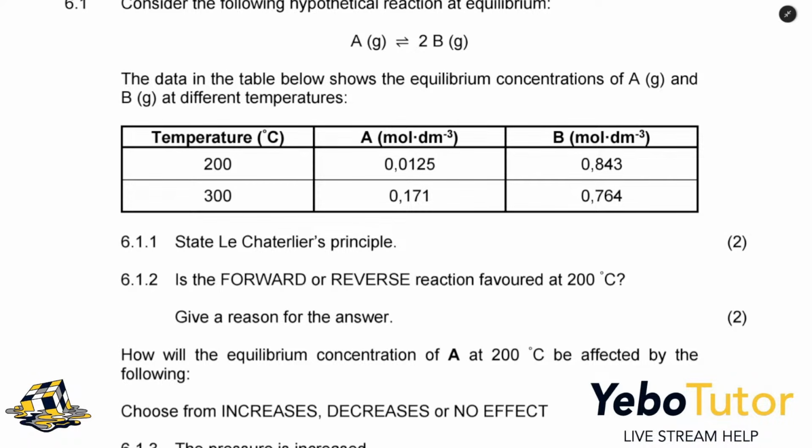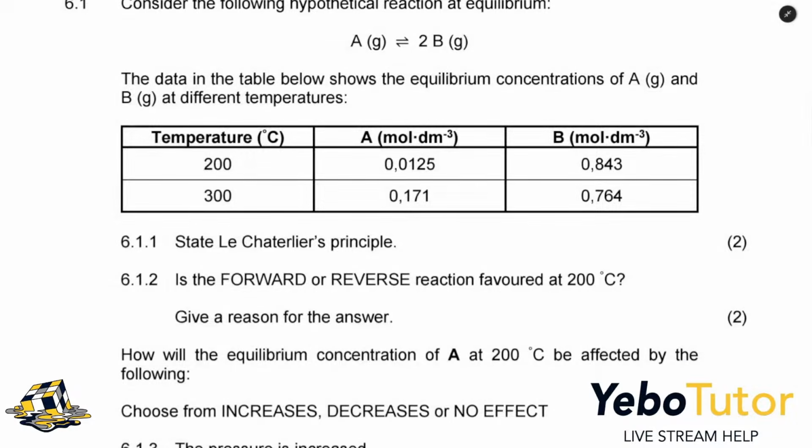We say that when the equilibrium in a closed system is disturbed, the system will reinstate a new equilibrium. When you disturb the equilibrium in a closed system, the system will reinstate a new equilibrium by favoring the reaction that will oppose or cancel this exact disturbance which we have. Please take note of that.